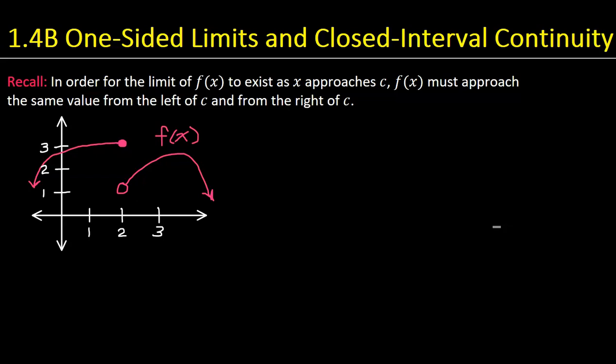This video is about one-sided limits and closed interval continuity. Recall that in order for the limit of f of x to exist as x approaches c, f of x must approach the same value from the left of c and from the right of c. So look at this example. Does the limit exist as x approaches 2?